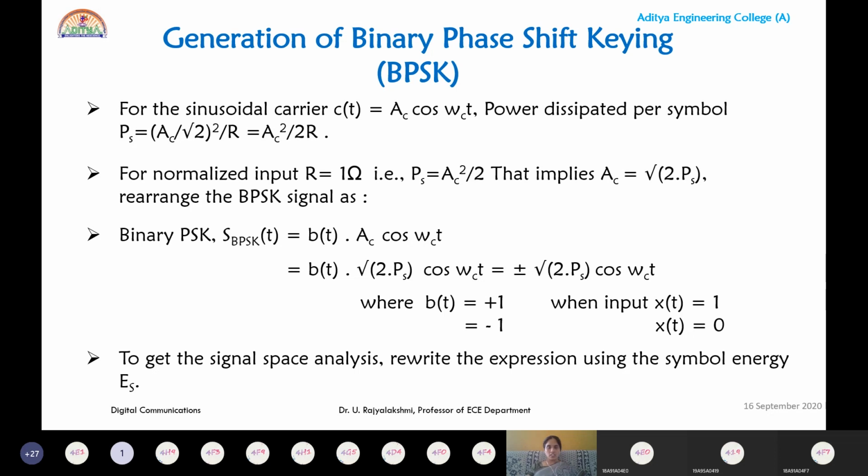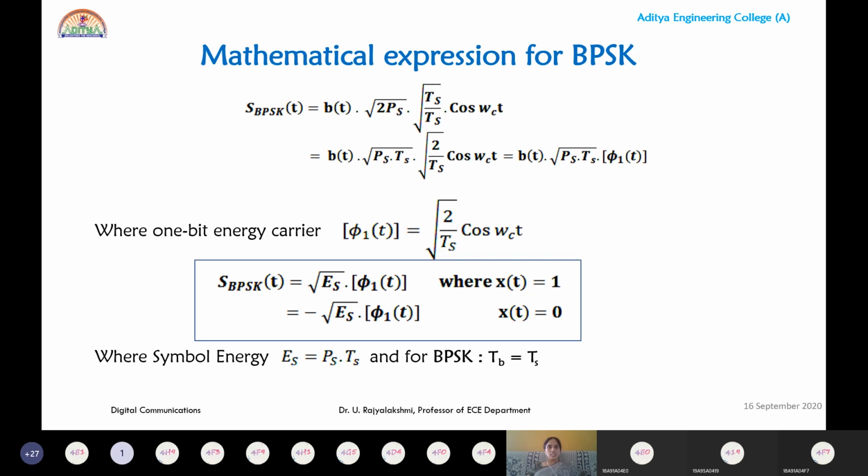Now let us represent the expression in terms of one-bit energy carrier. To do that, you should represent it in terms of symbol energy. The product of Ps and Ts gives you Es, the symbol energy. Upon replacing, you can multiply the numerator and denominator with root Ts, so that you get b(t) into root Ps Ts into phi 1 of t. What is root Ps Ts? It is root Es, because the symbol energy is defined as the product of power dissipated per symbol and symbol duration. So we replaced root Ps Ts as root Es.